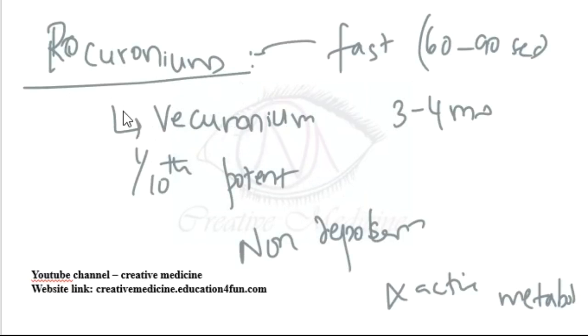Summary: Rocuronium is a derivative of vecuronium. It is one-tenth as potent and it is faster acting, at 60 to 90 seconds. It is a non-depolarizer and it has no active metabolite.